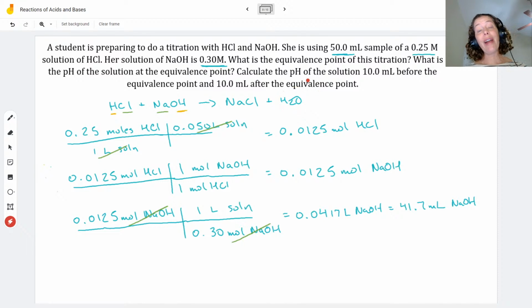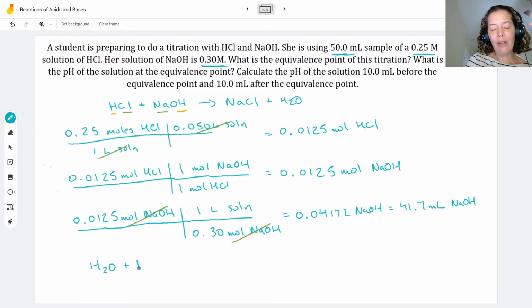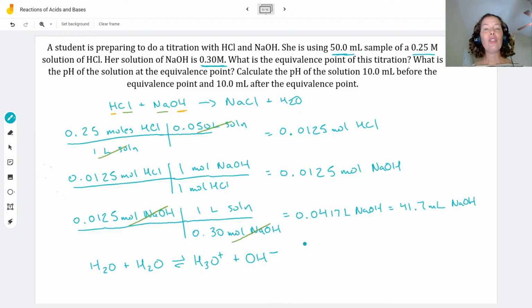So what drives the pH of the solution at the equivalence point for a strong acid and a strong base? Water. Can water act as an acid? Yes. Can water act as a base? Yes. So what is our acid-base reaction if we have a solution with a salt that doesn't change pH at all and water? It's the autoionization of water. This is our acid-base reaction. So what is our equilibrium here? This is just our Kw.